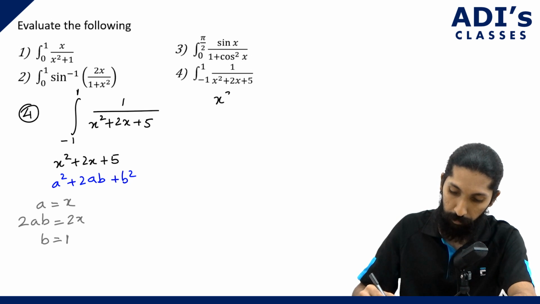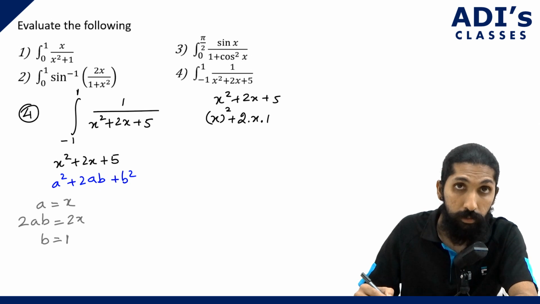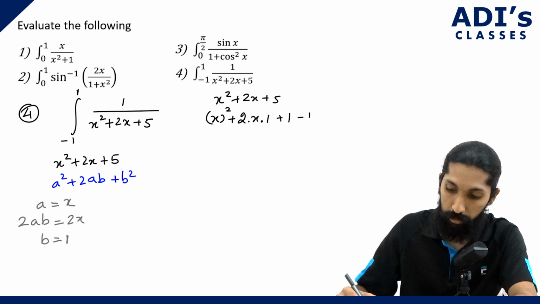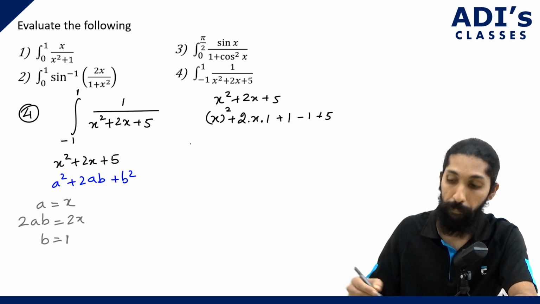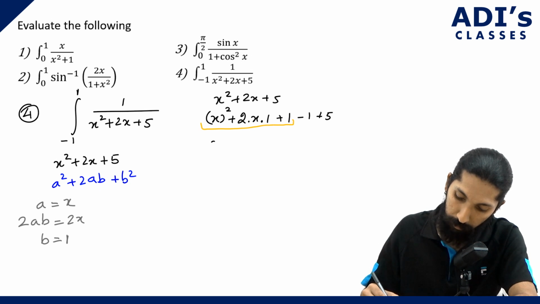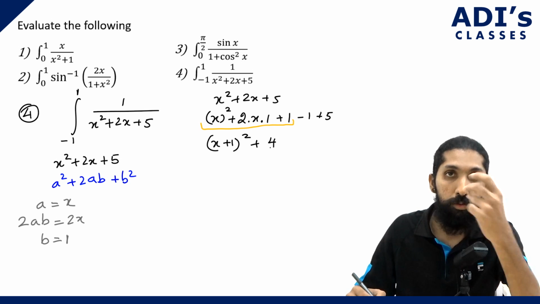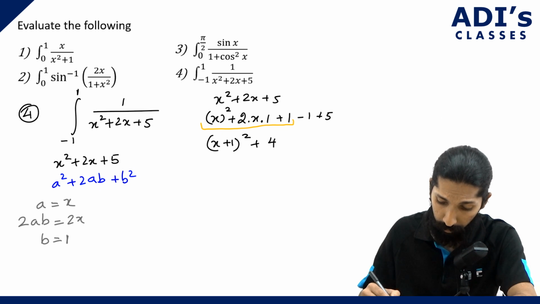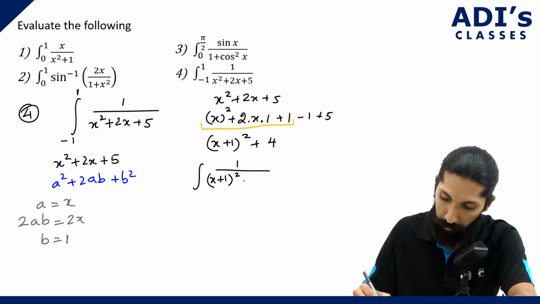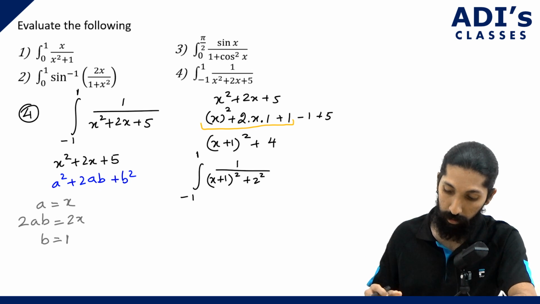You have x square plus 2x plus 5. This is nothing but x whole square plus 2 into x into 1 plus 1 minus 1 plus 5. Or if you group it together like this much, you have x plus 1 whole square plus 4, 2 square, right? So what do we have now? Integral 1 by x plus 1 whole square plus 2 square from -1 to 1, right? So this is the final part.